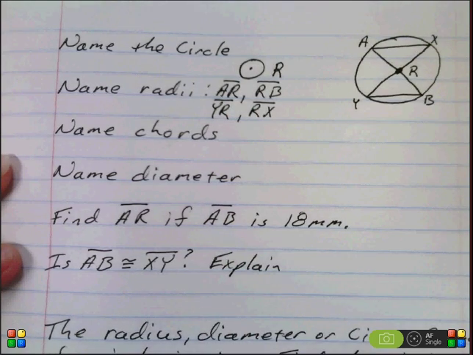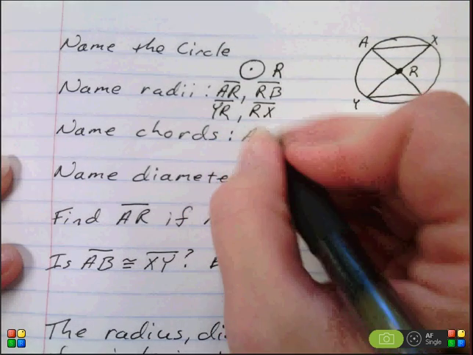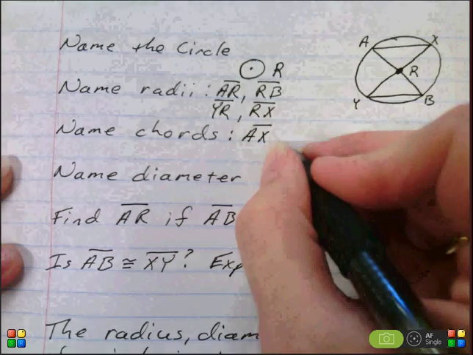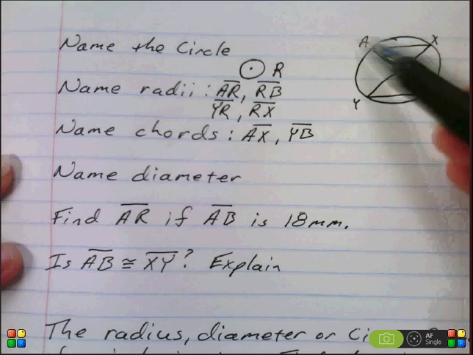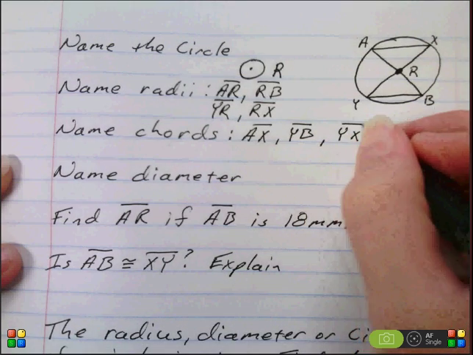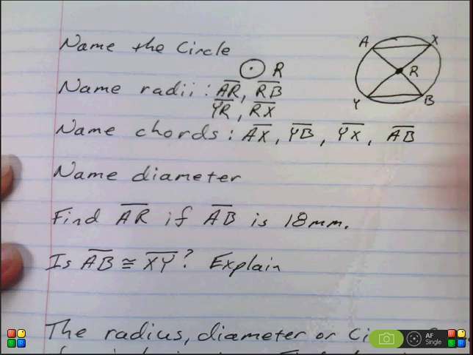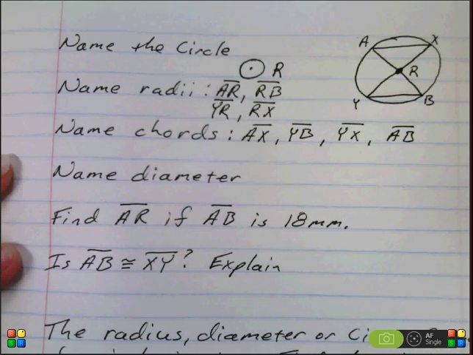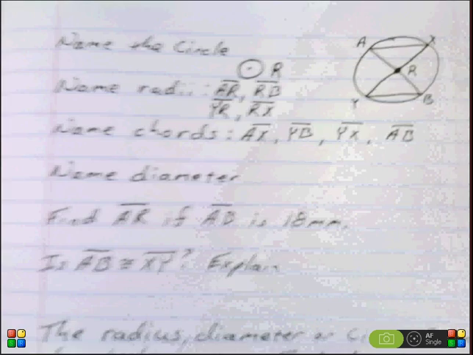Next is to name the chords. Remember, chords touch 2 points on the outside of our circle. So we have AX. We have YB. And then our diameters are also chords. So we also have YX and AB. Okay, so as long as it touches 2 places on the outside of our circle, then it is considered a chord.